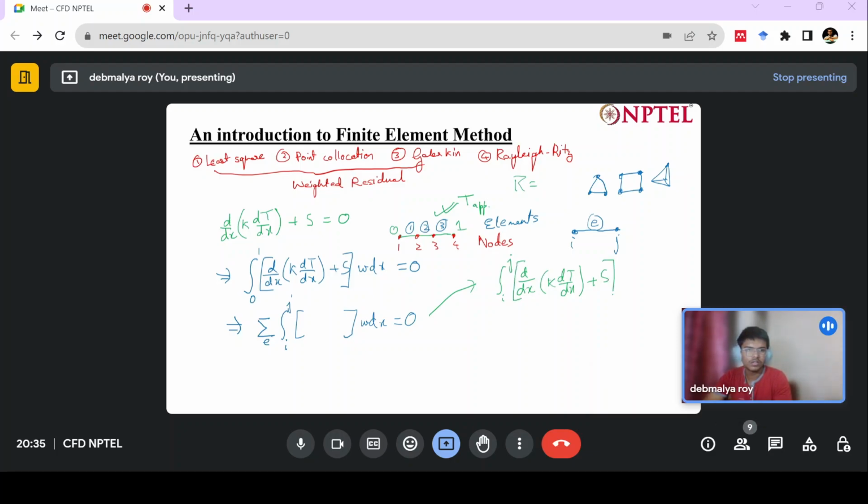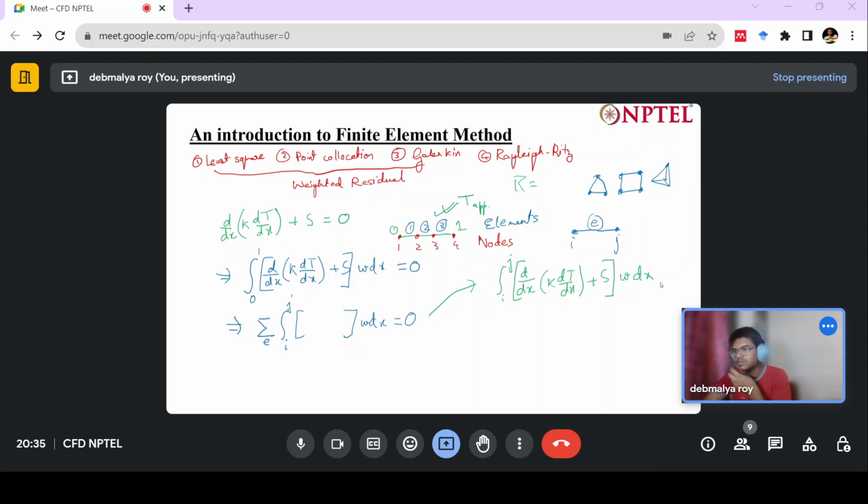We can solve this equation for every element and then combine our solutions to get the solution of the whole domain. This is basically the strategy. First we are dividing this domain into subdomains, then we are solving for every subdomain, and then we will be combining the solutions to get the global solution. So this is what we are basically doing.